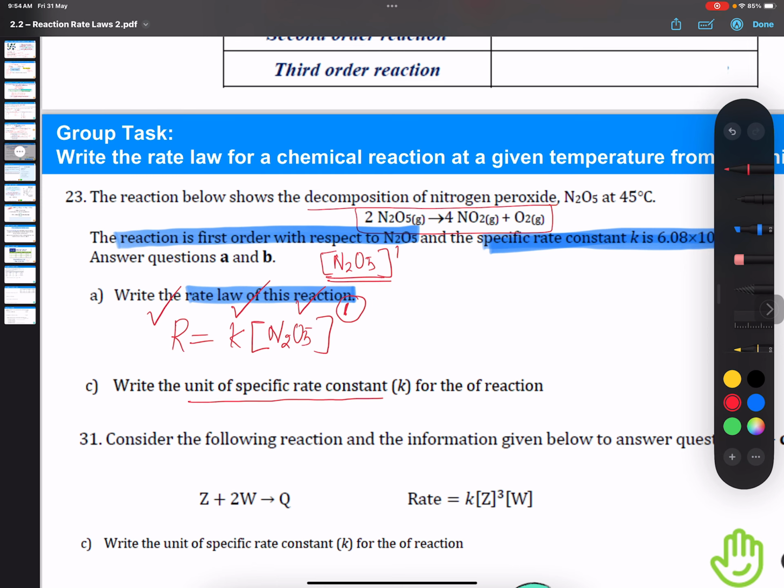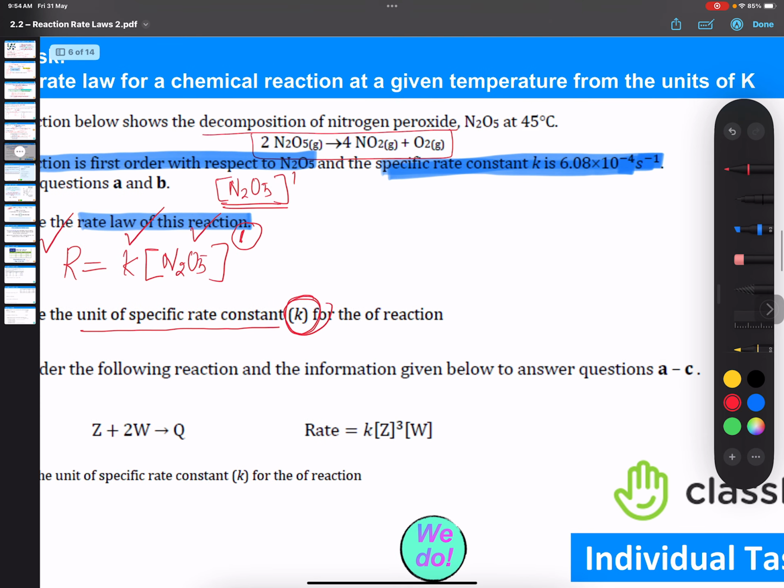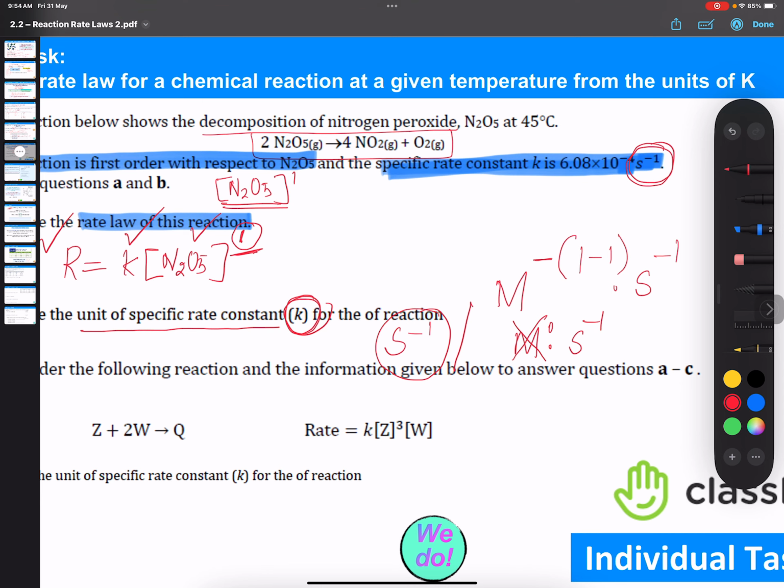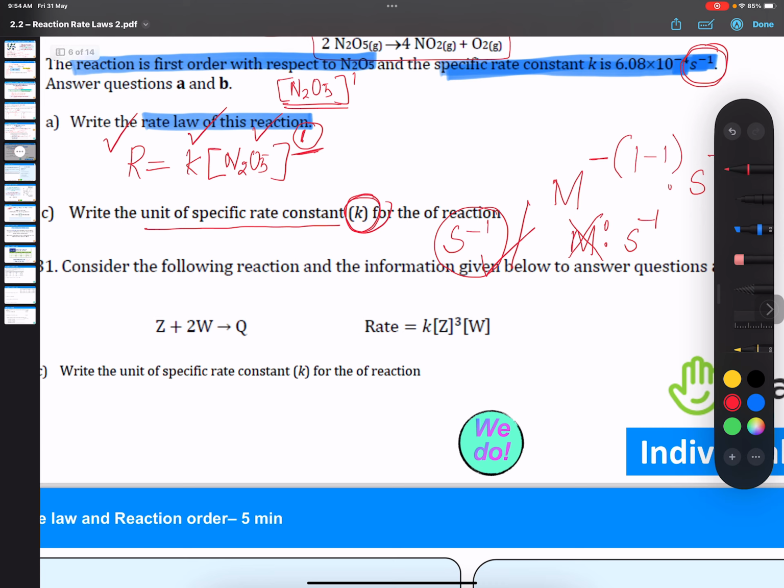Write the unit of the specific rate constant, k. There are two ways. As they have already given you the value of k, it can be obtained directly from there, or you can apply the formula M^(1-overall order). So overall order is 1, so 1 minus 1, and time they have given you as second. So you will get M^0 time inverse, so you can omit it. So you're going to get the same units. This is how you can find out the units of k.